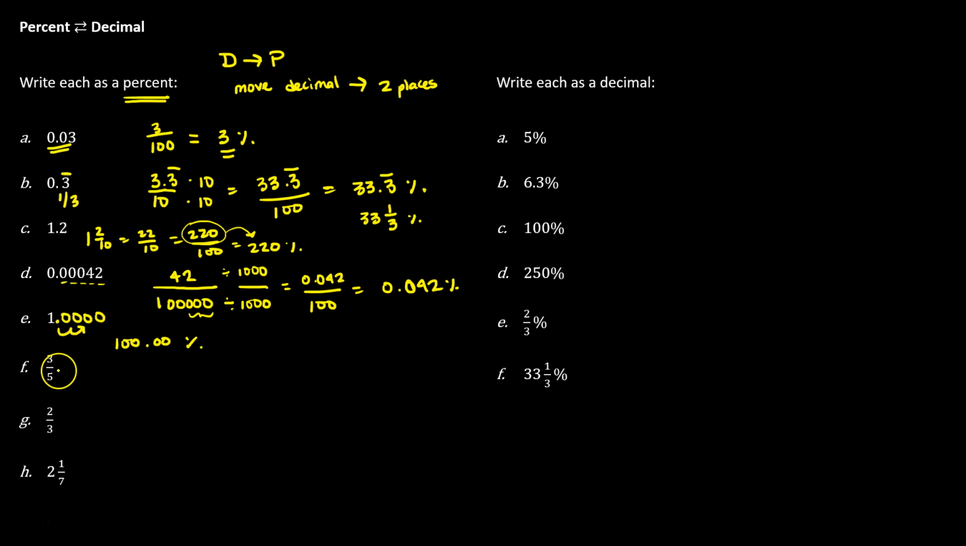3/5, we can turn that into a fraction over 100 by multiplying 20 top and bottom. We get 60 over 100. This turns into 60%. 2/3. Well, if I turned 2/3 into a decimal, that would look like 0.6 repeating. We know that 0.6 repeating is the same thing as 0.666 forever. So if I moved the decimal twice to the right, that would look like 66.6 repeating percent.